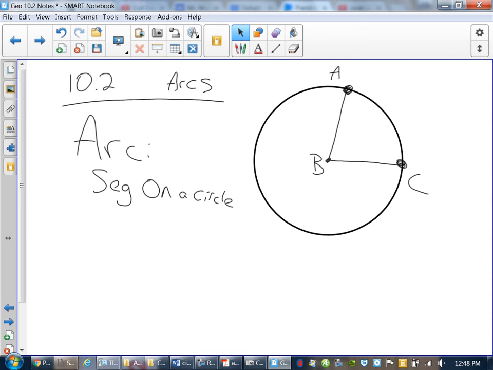What we do is we label them very similarly to what we have with segments and whatnot, but one very obvious difference. This stands for an arc.